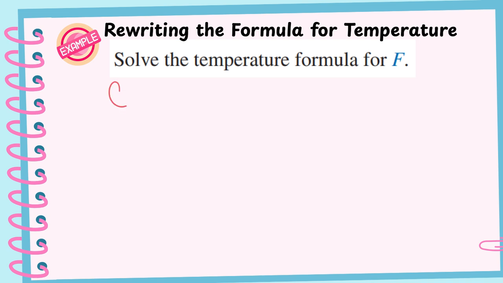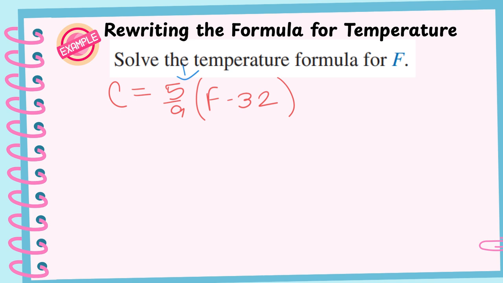We know that it's C equals 5 over 9 times F minus 32. We're solving again for who? For F. How can I start getting rid of this? First and foremost, what should I do here? I'm going to get rid of that 5 over 9. Is that multiplication or division? That's multiplication, right?